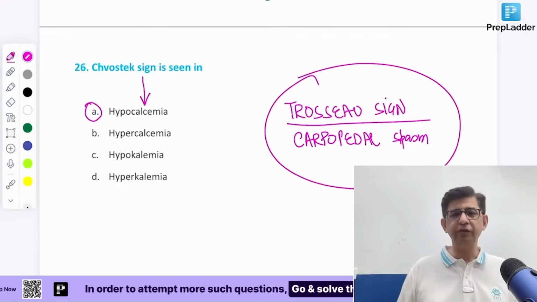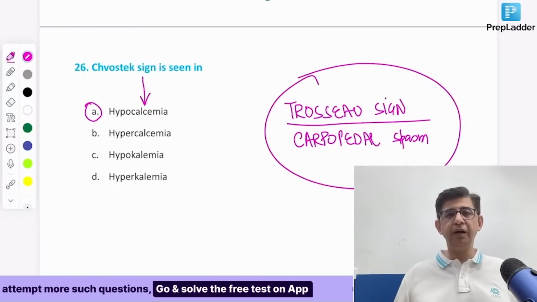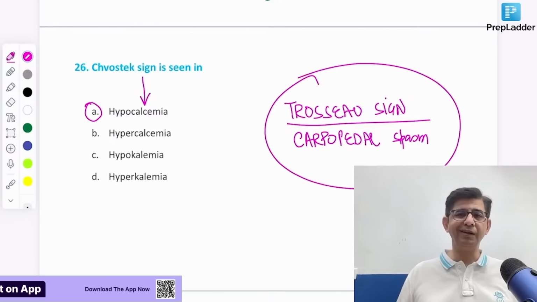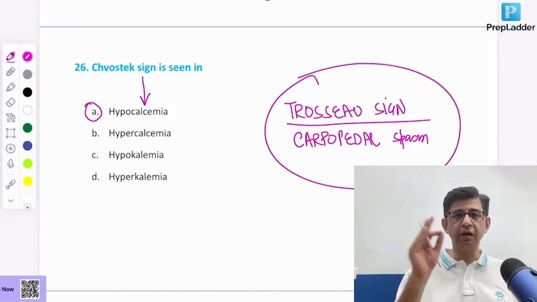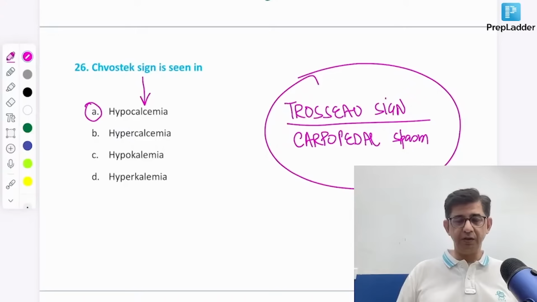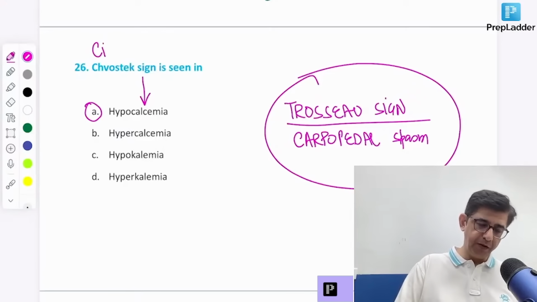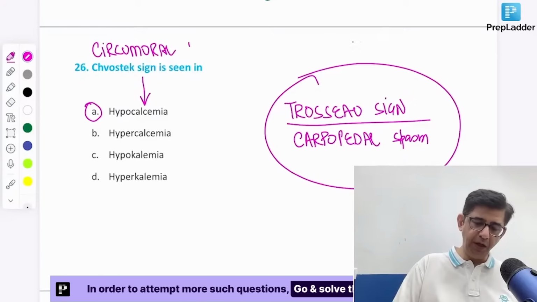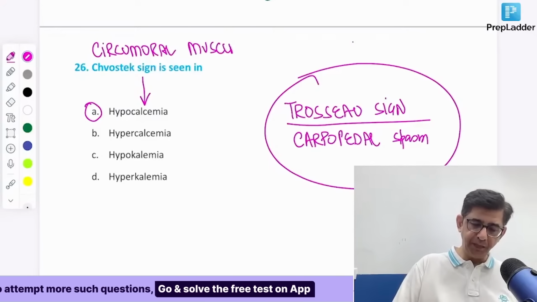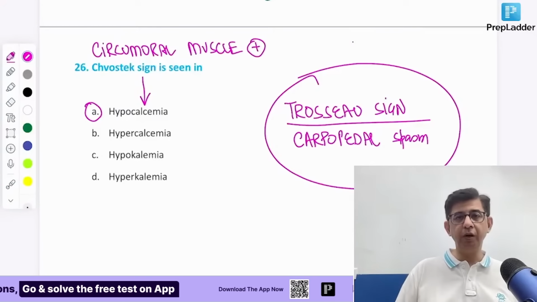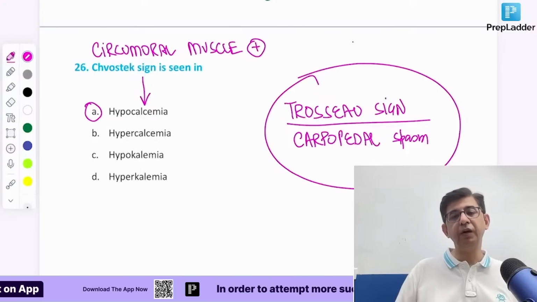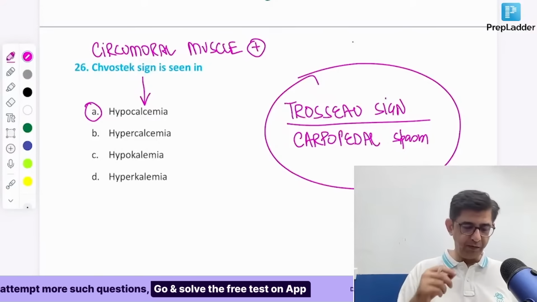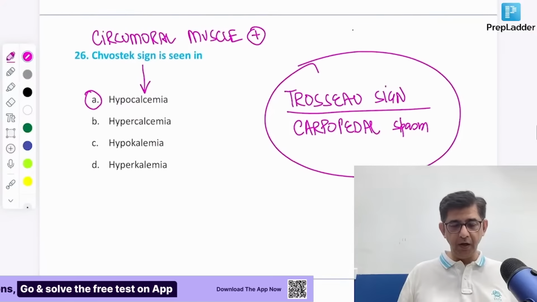The scenario is thyroid surgery only, as Avani is picking up correctly, but Trousseau sign would be a carpopedal spasm, and Chvostek is that circumoral. Remember it from C: circumoral muscle contraction. Chvostek sign is C, circumoral muscle contraction, occurring due to the irritability of the facial nerve seen after thyroid surgery. 26 is A.